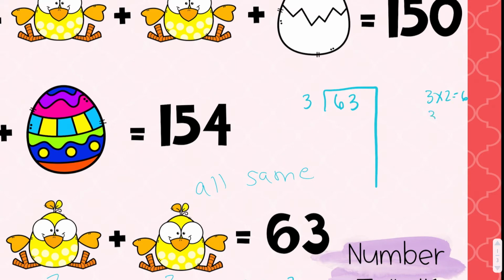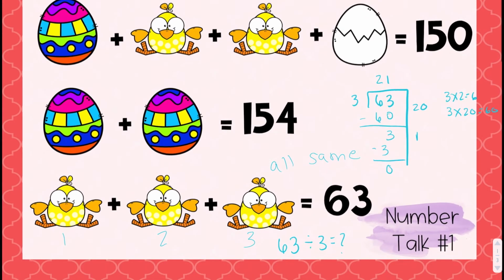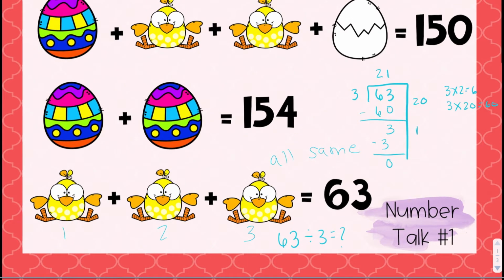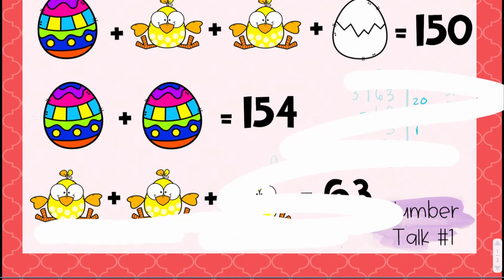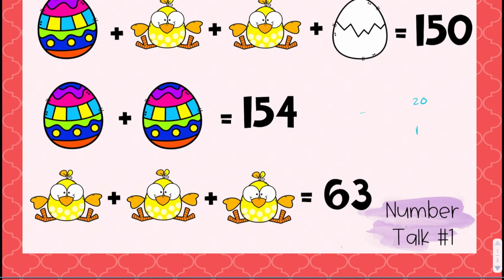I know that 3 times 2 is 6, and so I know 3 times 20 is 60. So I'm going to use those to help me. I know 3 times 20 is 60, so I subtract that, and I'm left with 3. And 3 times 1 is 3, so I'm left with a remainder of 0. So I know now that each of those chicks is worth 21. So that's the value of the chicks. They're a variable, and so chicks equal 21. So 21 plus 21 plus 21 would equal 63.